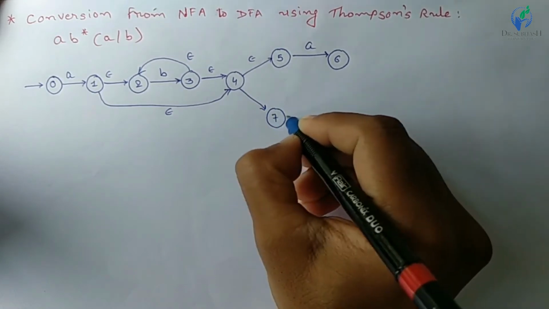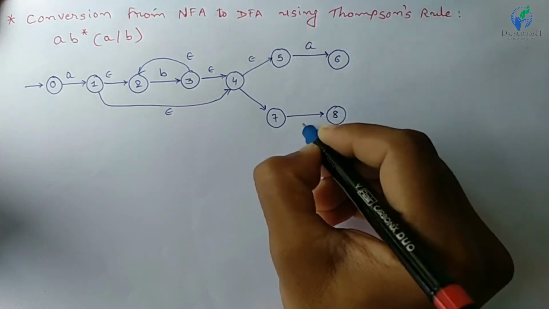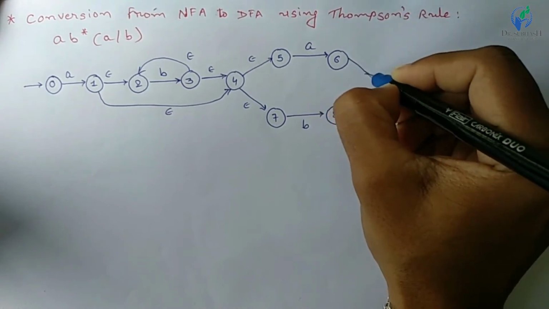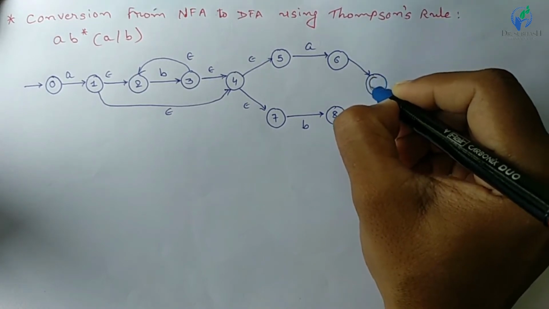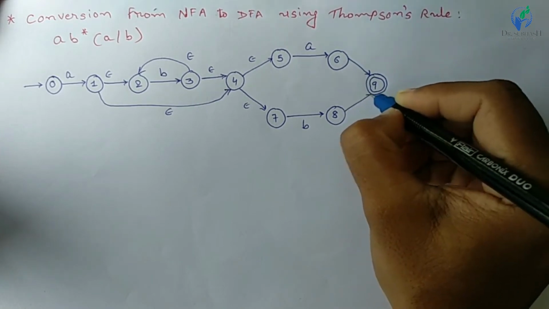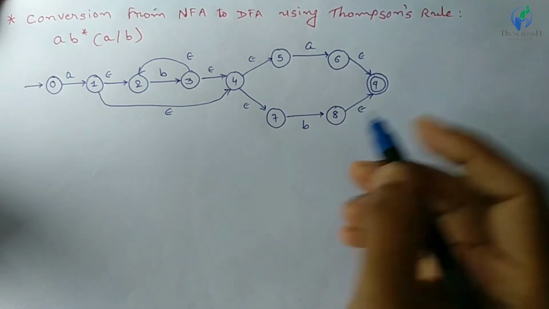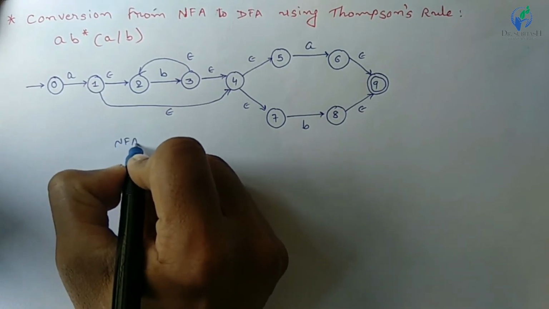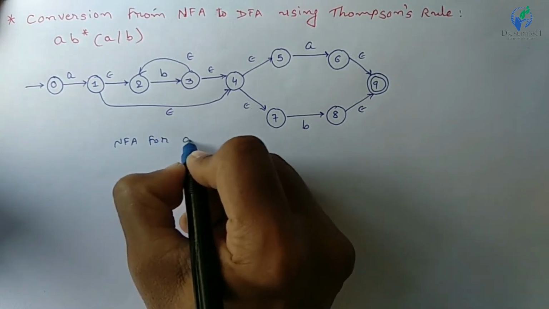Next state 7, 8, input is b, epsilon, 9, which is your final state, so indicate it by a double circle. Input epsilon. This is also known as epsilon NFA. NFA for a(b*)(a|b).